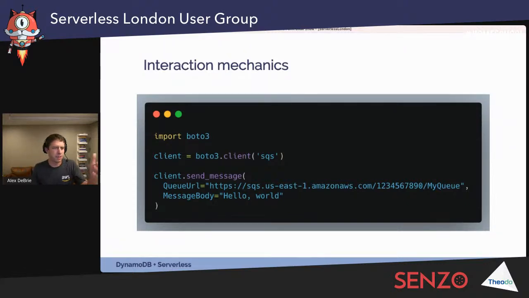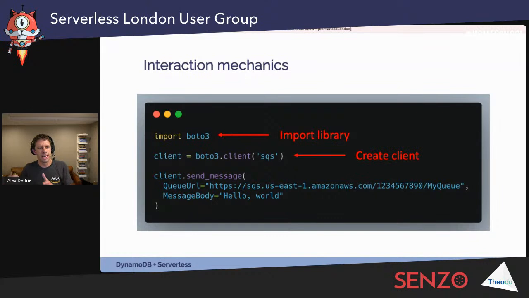If you're interacting with something like SQS, it's generally going to look something like this, where you import the client library, which is Boto3 in Python. It'll be the AWS SDK in the other languages. You'll import that library, you'll create a client, and then you'll call a method on that client. So here we're sending a message to a particular SQS queue.